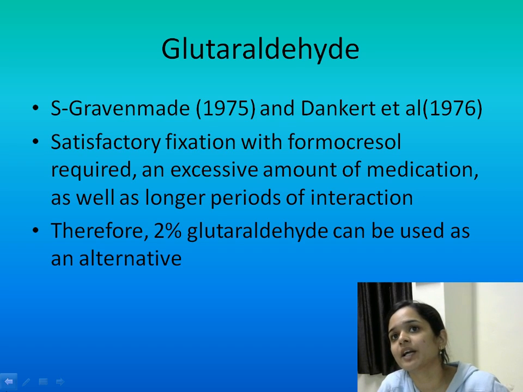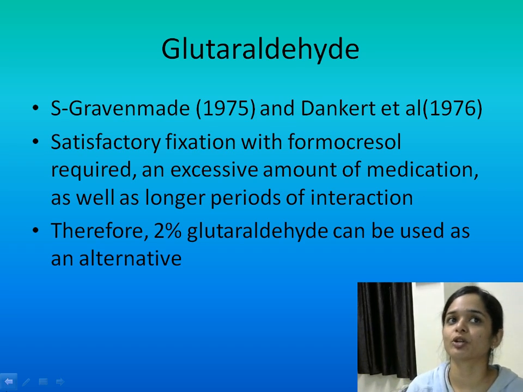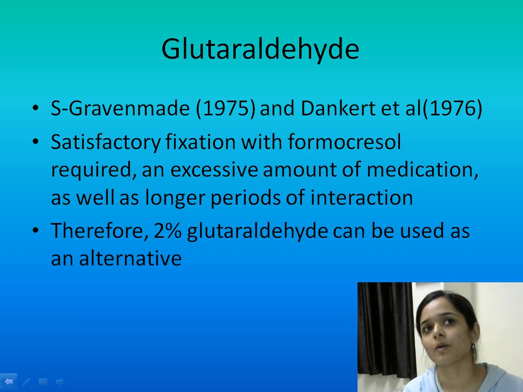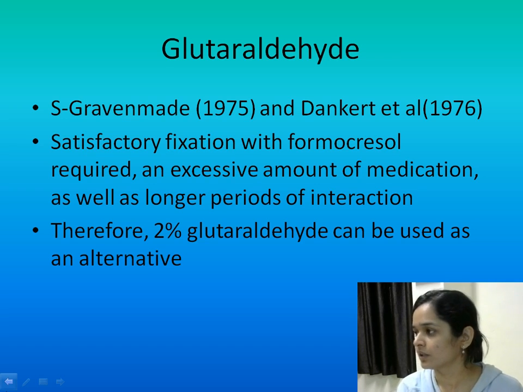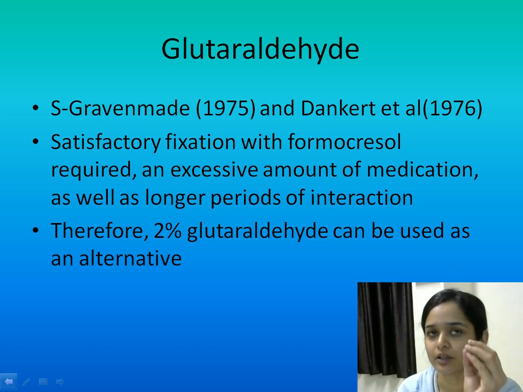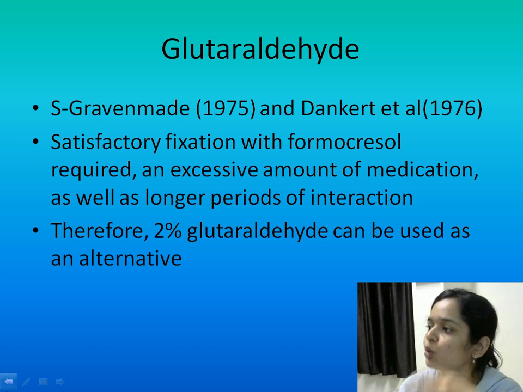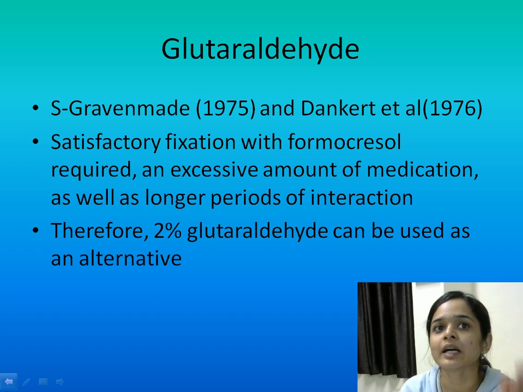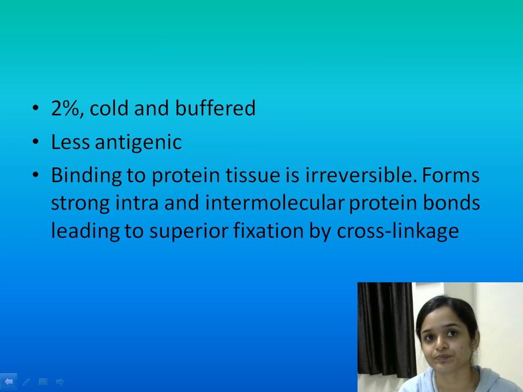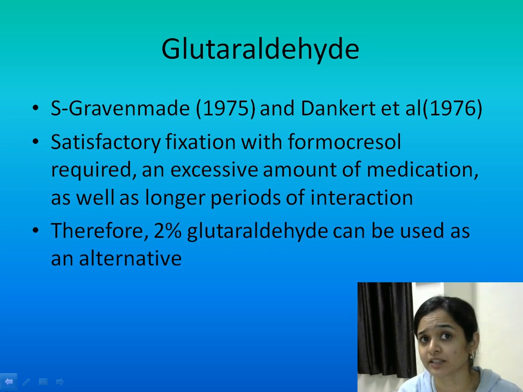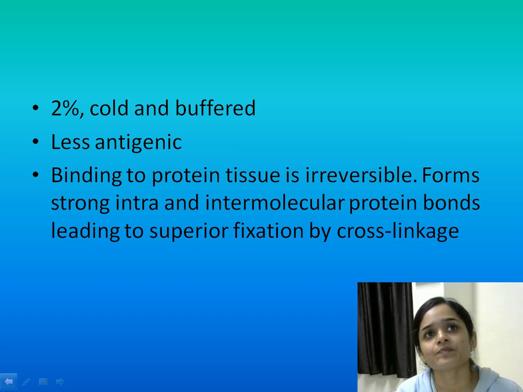Gravenmade and Danker et al. have introduced this. Satisfactory fixation with formocresol required an excessive amount of medication. For a satisfactory amount of fixation, more formocresol was required and longer periods of interaction. Therefore, 2% glutaraldehyde can be used as an alternative. The concentration they will ask is 2%, cold and buffered. It is less antigenic.